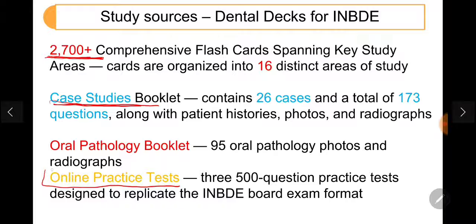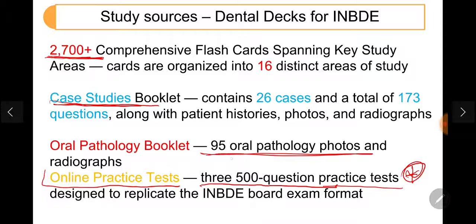They also give a money-back guarantee if you have done 75% of the dental decks and at least, I think, three-quarters or two-thirds of the exams. They have about 3 exams, 500 questions, practice exams, so you have an opportunity to take these exams. And they have a neuropathology booklet and photos.